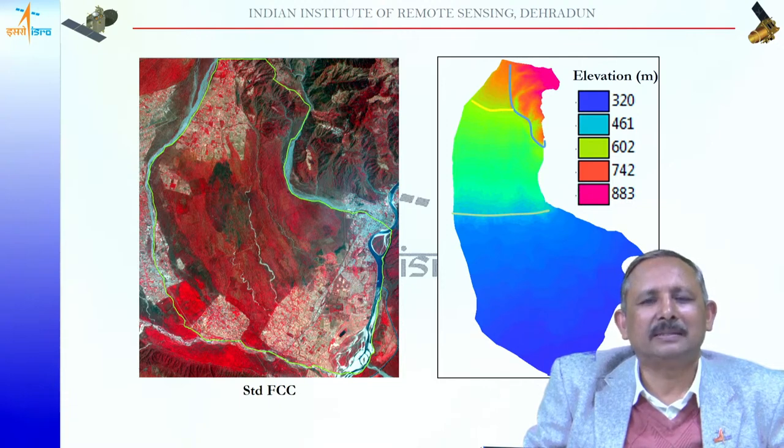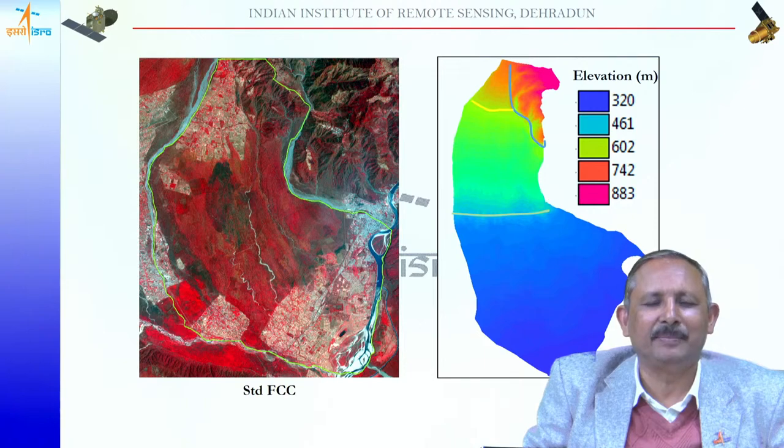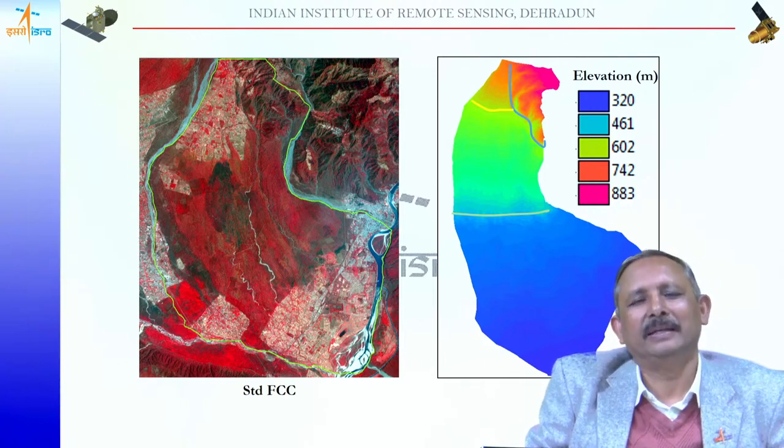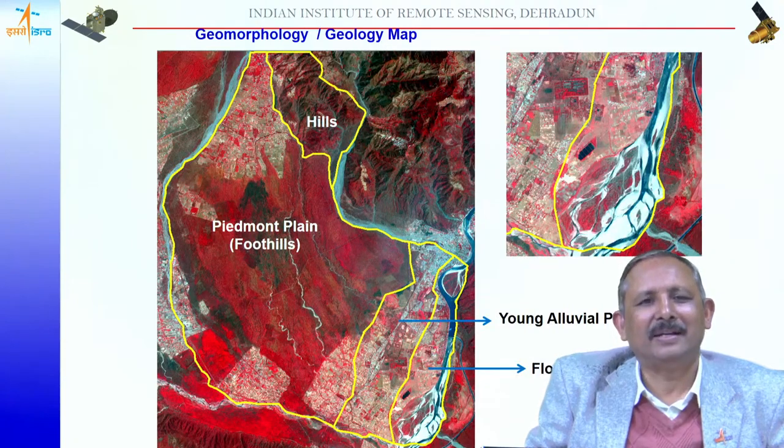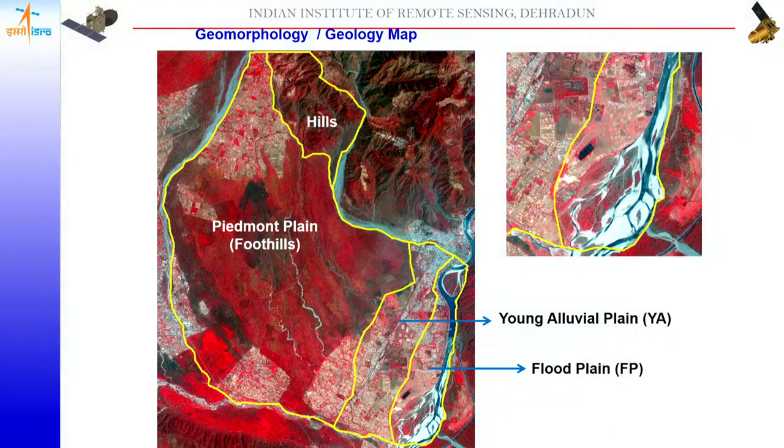In this, blue color shows 320 meters and 883 meters is the top hilly area. I have divided the area based on geomorphology into hills and Piedmont plain, and on the lower side it is written alluvial plain. So you can say three broader geomorphic units have been identified. First level classification, A level.